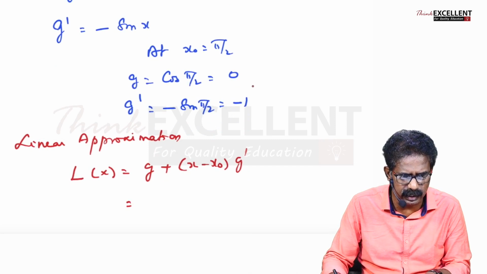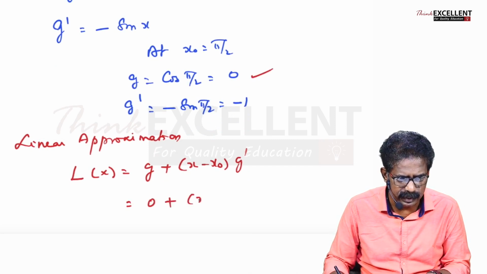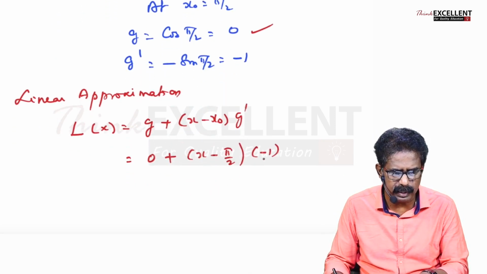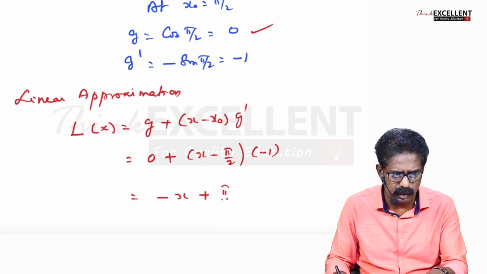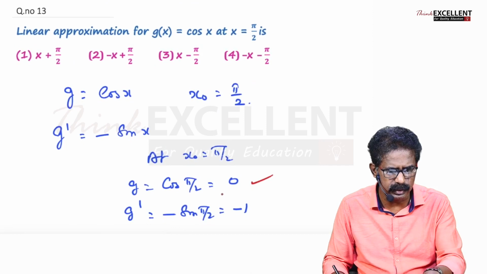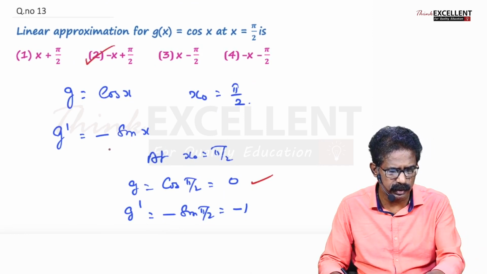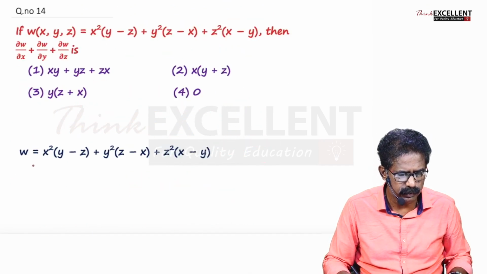Substitute the values: g is 0 after substituting the value, right? Plus x minus x naught is x minus pi by 2, into g dash, which is minus 1. Multiply minus 1 into x, it is minus x. Minus into minus is plus pi by 2, that is minus x plus pi by 2, that is option number 2, right? Yes, now let's move on to the 14th question.